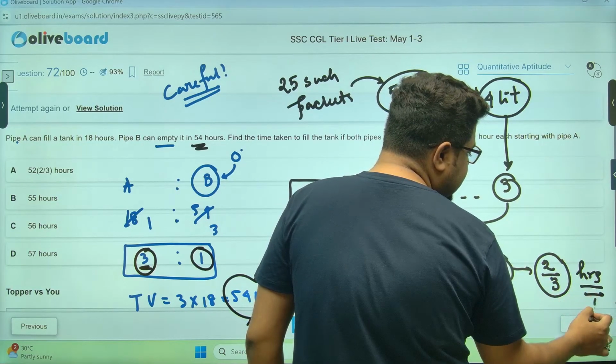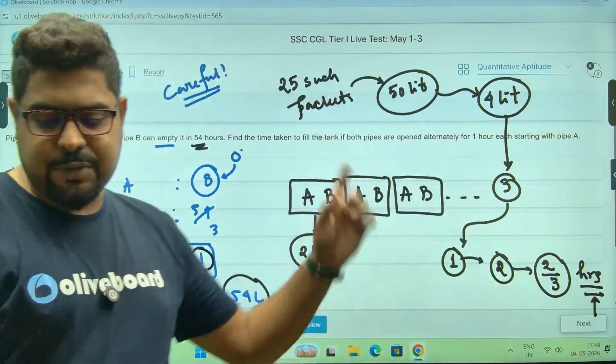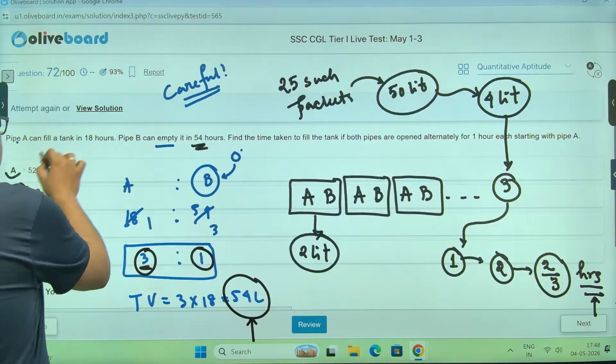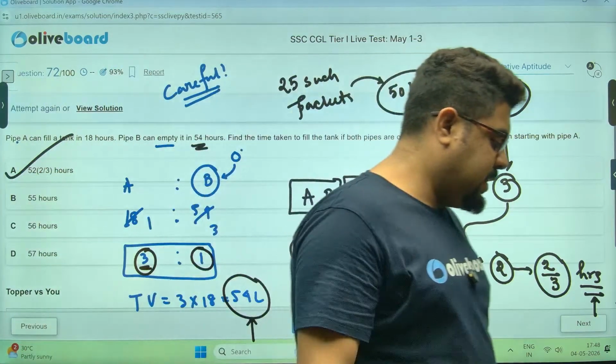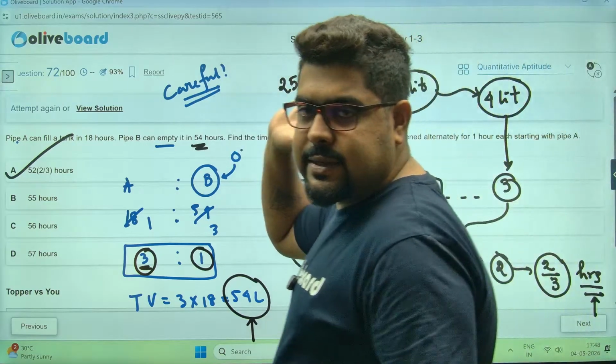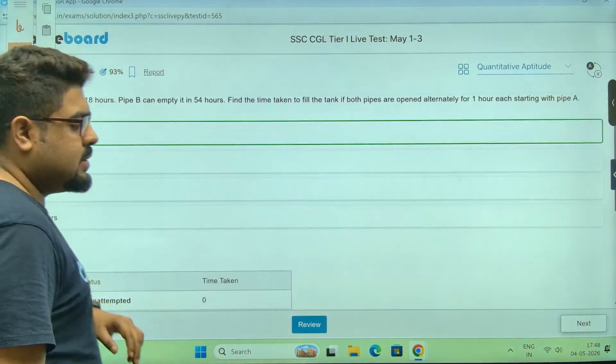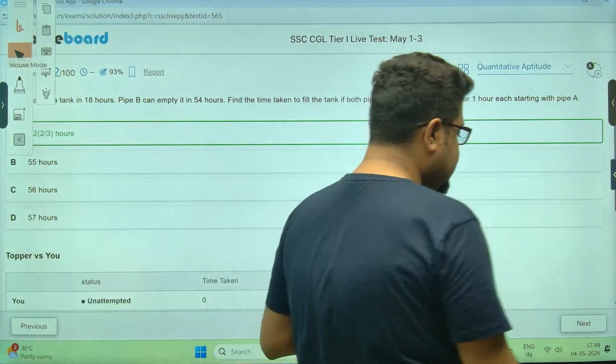So I don't even need to calculate. At the end, there has to be a 2 by 3. Check the options. There is only one option having 2 by 3 at the end, because the rest of the stuff is an integer. So that has to be the answer. Without fail, sir. Done and dusted.